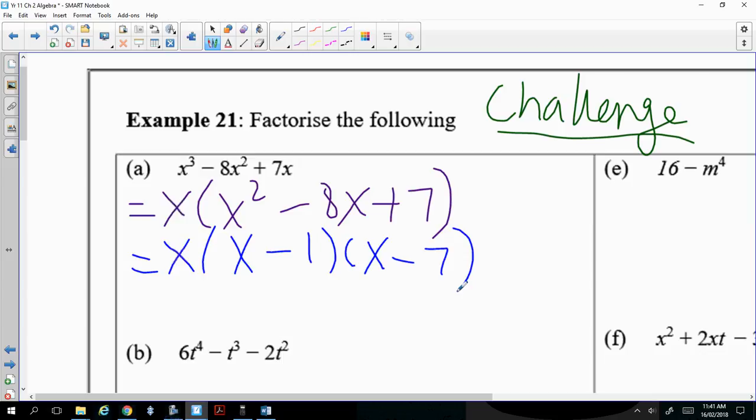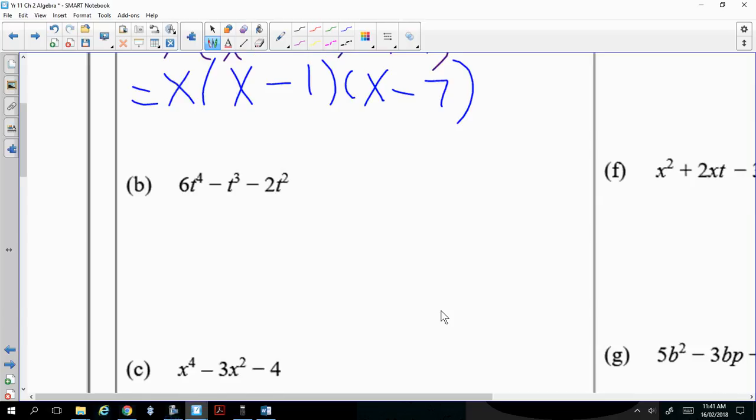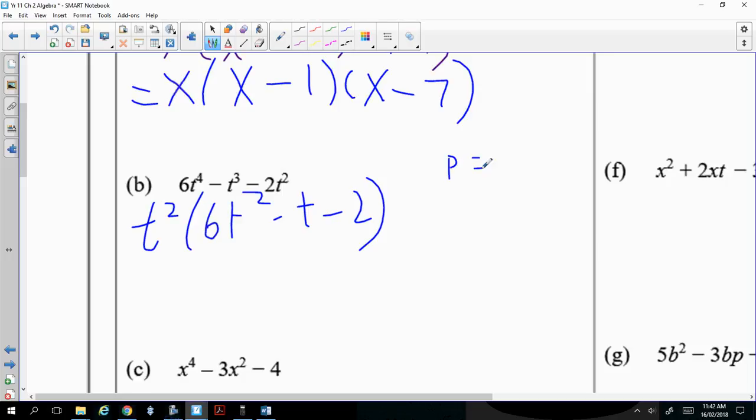So okay, take our common factor, which is t squared. 6t squared minus t minus 2. PSF, so you get product is -12. Sum is -1. What would it be? -4 and 3, right? So be careful. You have to go like this.